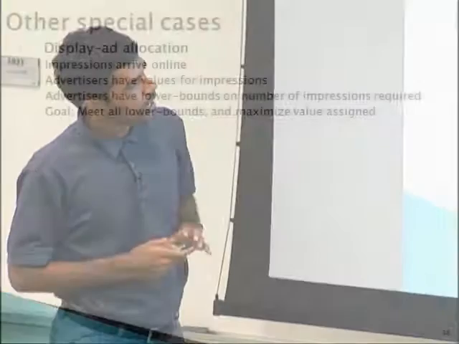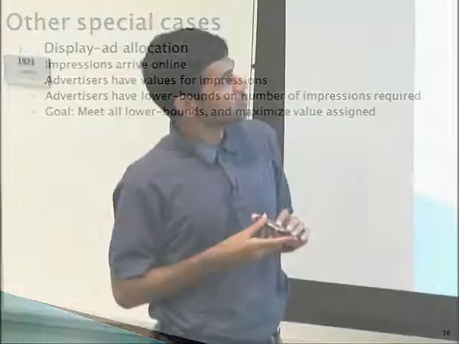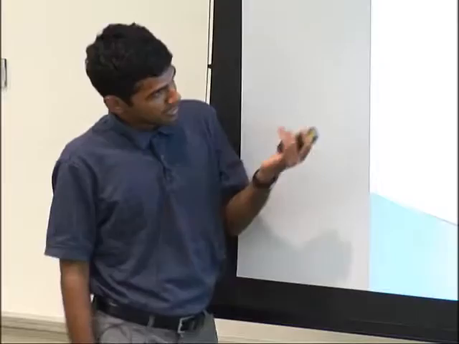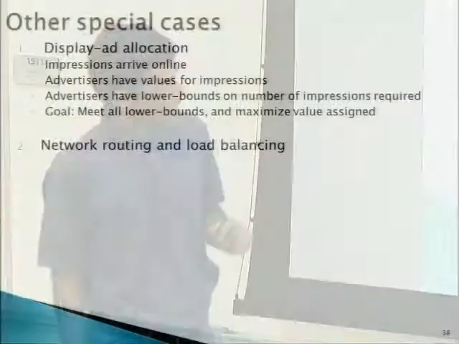So there are many other special cases. One is the display ad allocation. In this problem, advertisers are getting their advertisements onto web pages. Basically how this works is they come to web pages and sign a contract saying that in this month we require 1 million impressions to be shown. And the web pages maximize their revenue respecting these contracts that they've already signed. This fits squarely into the resource allocation framework. And network routing I already discussed, and load balancing.